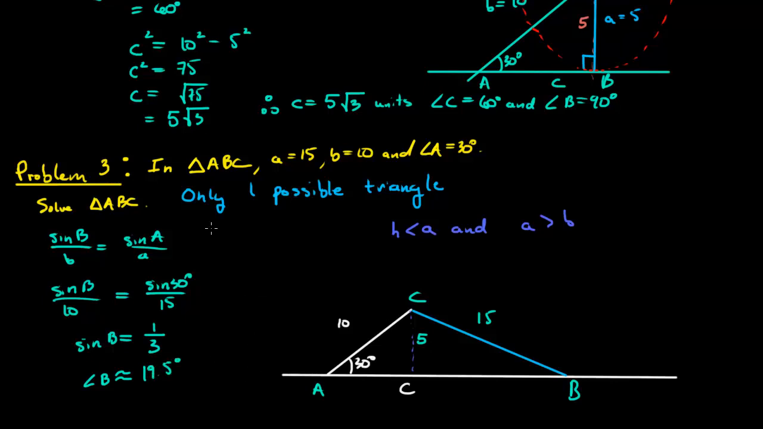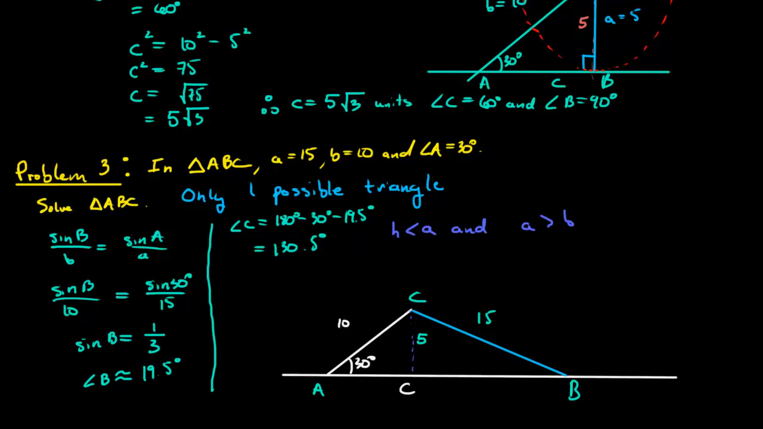That means that angle C is equal to 180 minus 30 degrees minus 19.5 degrees, which is equal to 150 minus 19.5, which is 130.5 degrees. So angle C is 130.5 degrees. Okay, so the next thing we're going to do is solve for side C.